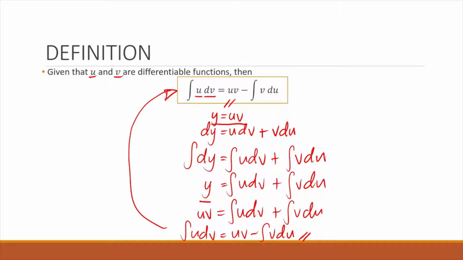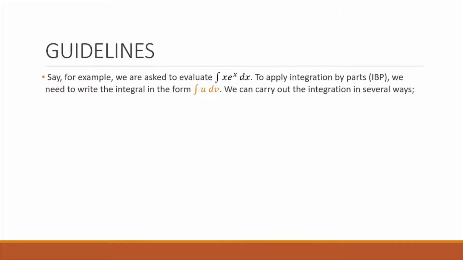So let's look at an example to further understand IBP. Okay, let's take for instance the integral of x times e raised to x dx. So what we have here is a product of an algebraic expression, which is itong x na portion, and an exponential expression, e raised to x dx.